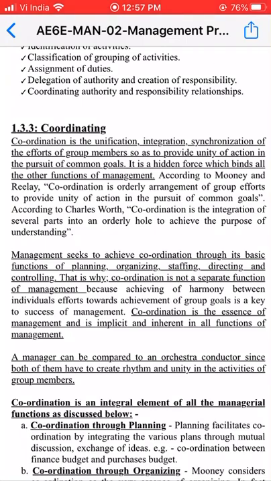So it means arrangement of the group efforts. Coordination is nothing but arranging the group efforts and controlling these group efforts in the pursuit of the common objective, the company's objective or common goals. According to Mooney and Riley, coordination is an orderly arrangement of group efforts to provide unity of action in the pursuit of common goals. To achieve the common goals, we need to execute our group efforts in a united form.